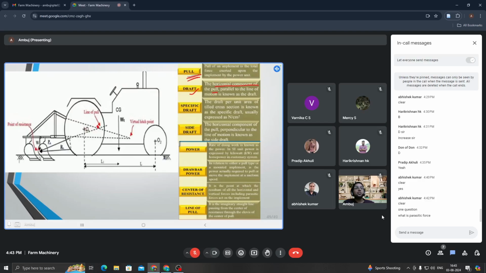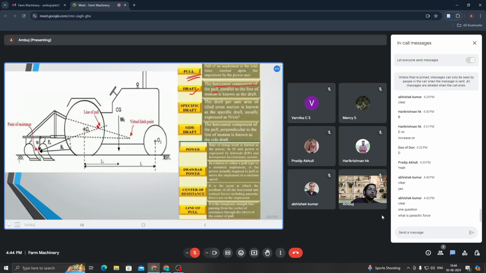One question: what is parasitic force? Very good. Two terms I have just told you. One is horizontal force. One is vertical force. Another one was parasitic force. See what is happening. When we try to pull an implement, in case we are trying to pull a moldboard plow which is attached to a tractor, then pull would be required. That would be having two particular components, horizontal and vertical.